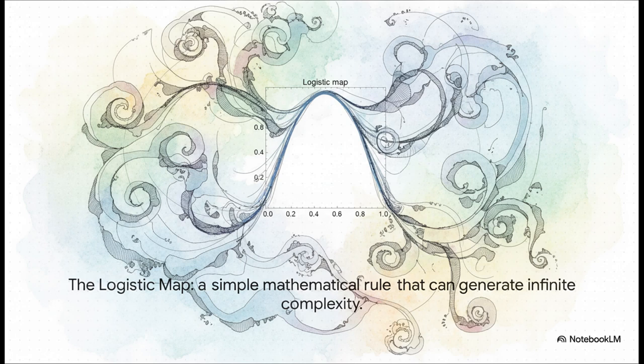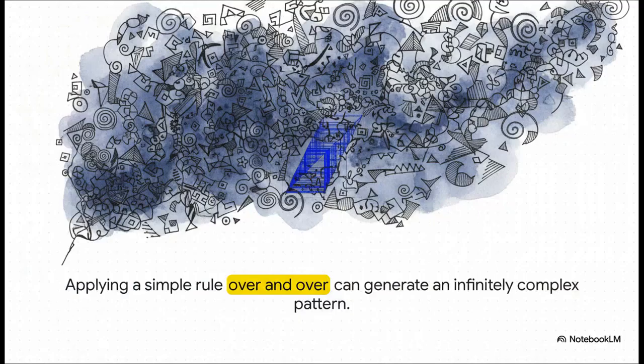The process itself is almost laughably simple. You take a number, you apply this rule to get a new number, and then you just feed that new number right back into the rule, again and again and again. You'd think that would give you a nice, predictable pattern, wouldn't you? Well, when you do that simple process over and over, you don't get a simple result at all. You get this, an infinitely complex, intricate, and fundamentally unpredictable pattern.